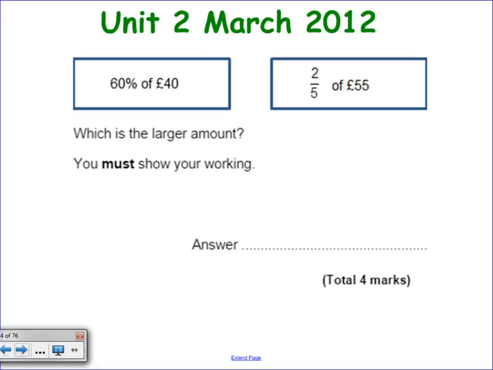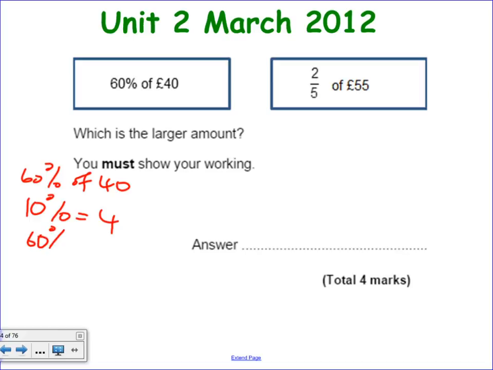60% of £40. What's the trick here then? 10% rule. So 60% of 40. We start off with our 10%. So what's 10% of 40? 4. Good. And what am I after? So what do I do to my 4? And that gives me 24.